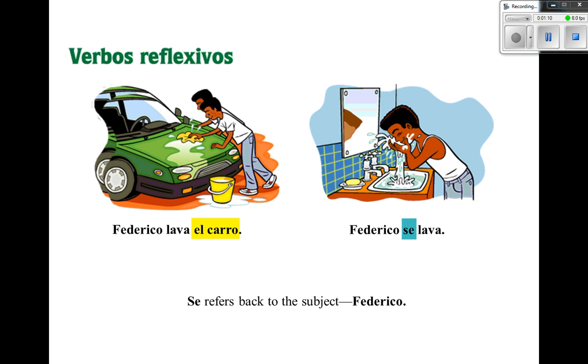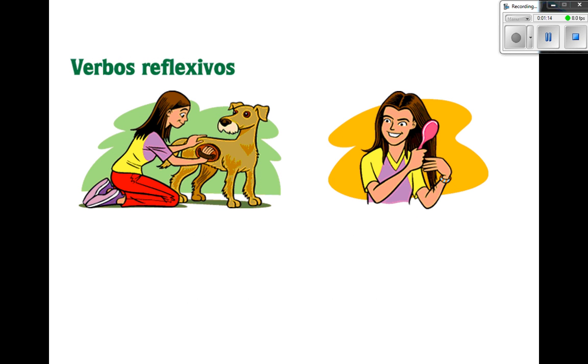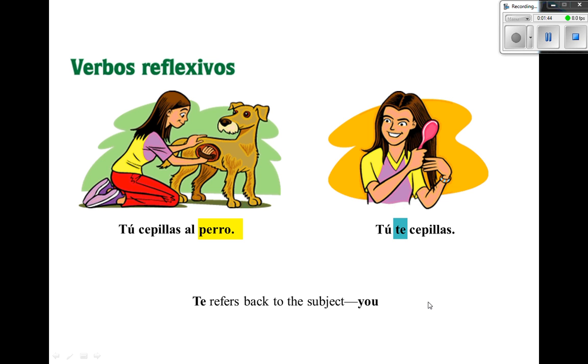Let's take a look at another example. Here's a picture of you brushing your dog. Tú cepillas el perro. We're conjugating the verb, the action, cepillar, to agree with the subject, tú. You are brushing. What are you brushing? The dog. On the right-hand side, you're brushing your own hair. Tú te cepillas. Conjugating the verb cepillar to agree with the subject, tú. But take a look at this pronoun, te. That te means that you're doing this action of brushing to yourself.